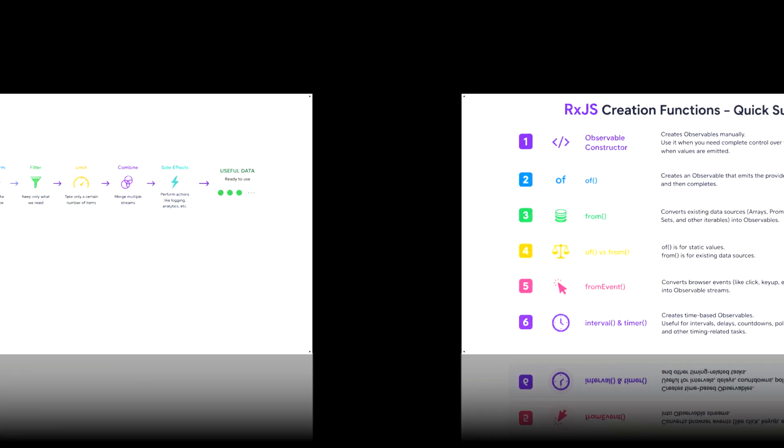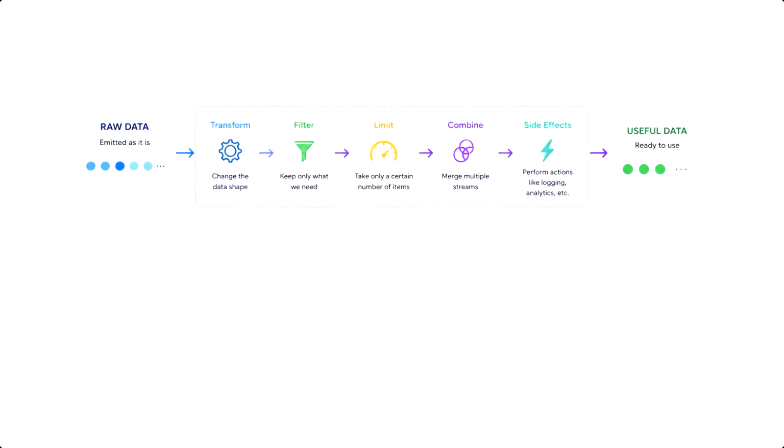In real-world applications, we rarely use the data exactly as it is emitted. Most of the time, we need to transform data, filter it, limit it, combine multiple streams, or perform additional actions before using it. And that is where RxJS operators become extremely important. In the next video, we'll start exploring some of the most commonly used RxJS operators and learn how they help us process and manipulate observable streams efficiently.